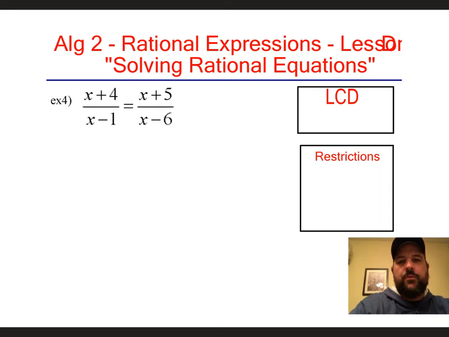So again here in number 4, we have x plus 4 over x minus 1 equals x plus 5 over x minus 6. My LCD, not applicable because I have a fraction equal to a fraction. Again, we're going to cross multiply.